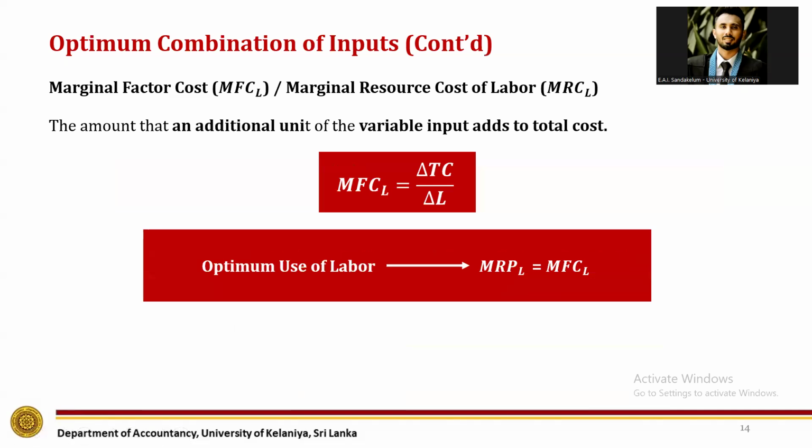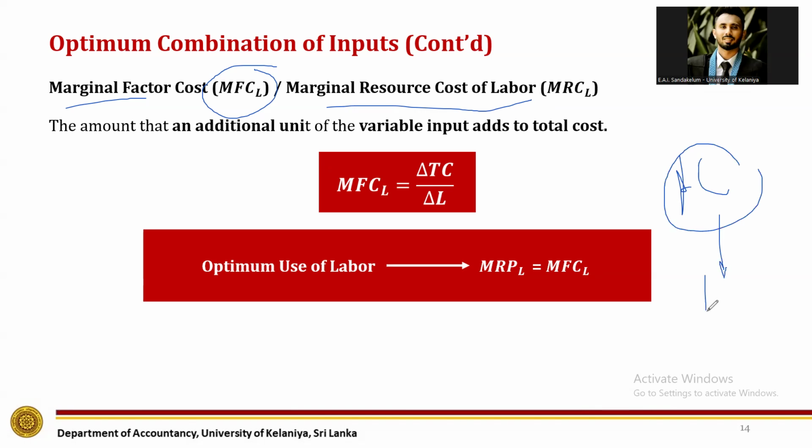Now the cost part. The revenue part we discussed, marginal revenue product. Now the marginal factor cost, another name is the marginal resource cost. Why does this cost occur? It occurs on behalf of generating the additional revenue. An additional unit of variable input adds to the variable cost. This is the additional cost. Why does it occur? You are trying to increase your variable input, that means you are trying to increase the labor.